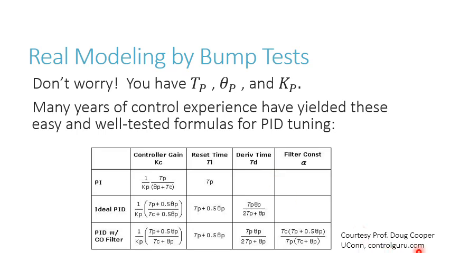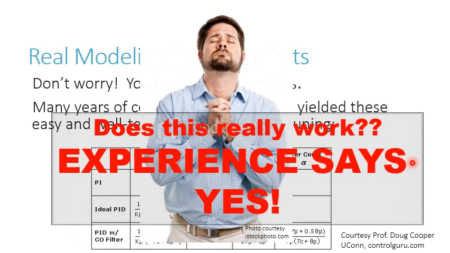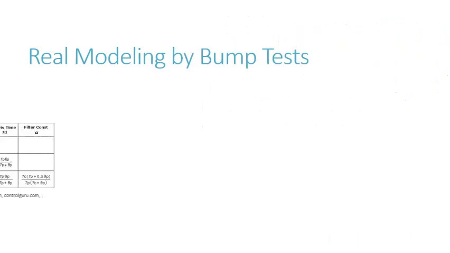And you can see these values come from Doug Cooper, the professor from Control Station. But there are many other, these are by far not the only set of empirical formulas. There are so many out there. This happens to be one of them. And you might ask if this really works. The answer is yes. These formulas are empirically verified. They've been used many times, and that's why they're out there.